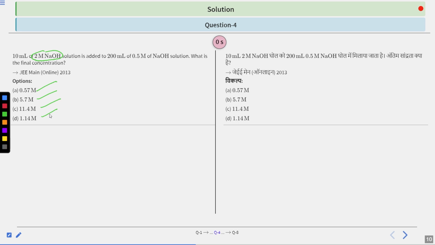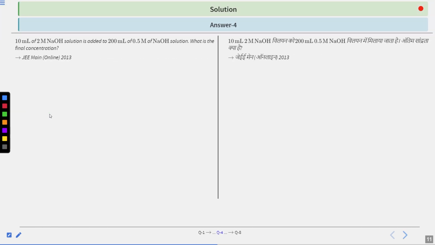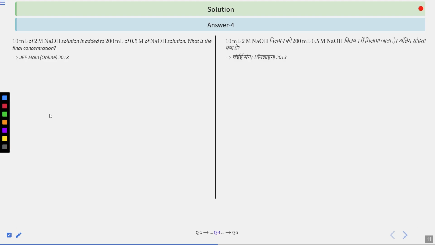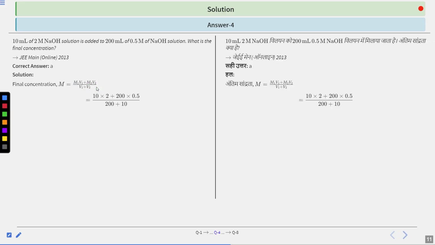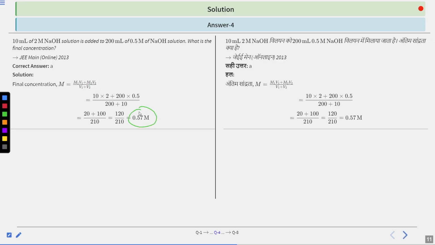Your time is up. Moving on to the solution part. So the question was saying that you are dissolving two types of solution, and you have to find the molarity of the resulting solution. For those who have solved, the correct answer is A. The final concentration is simply M1V1 plus M2V2 by V1 plus V2, used directly. Clear? That will directly give you the answer, which is 0.57 molar solution. Clear? Now moving on to the next question.